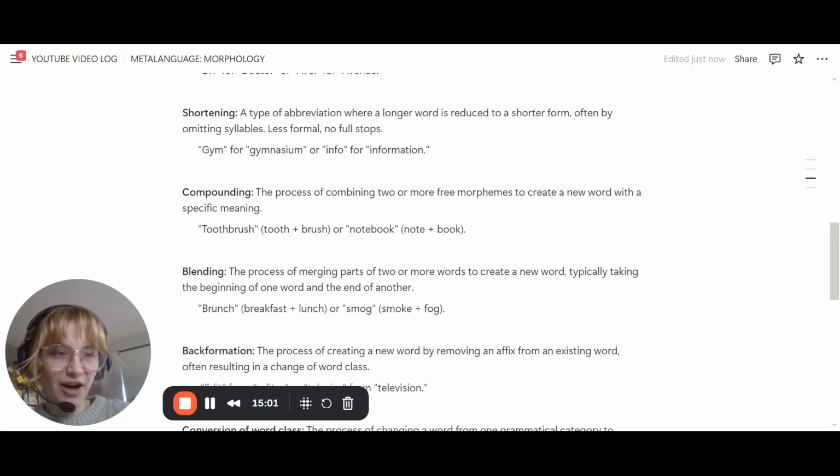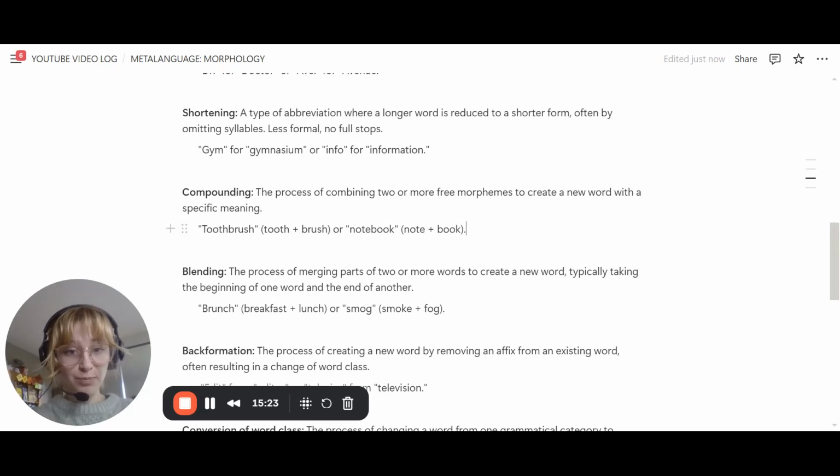This is where you can kind of argue with your teacher about which one is the root morpheme. But if you do think about it, even though they are both free, one of them is a bit more of a descriptor. So tooth is describing what sort of brush it is, and note is describing the book. So I would argue the latter one is the root morpheme, but they're both free morphemes. They stand on their own. They have their own meaning.